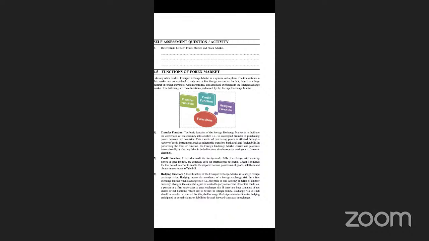The credit function. Here, the credit function provides credit for foreign trade. That's bills of exchange, with a maturity period of 3 months, generally used for international payments. Credit is required for this period in order to enable the importer to take possession of goods, sell them, and obtain money to pay off the bill.